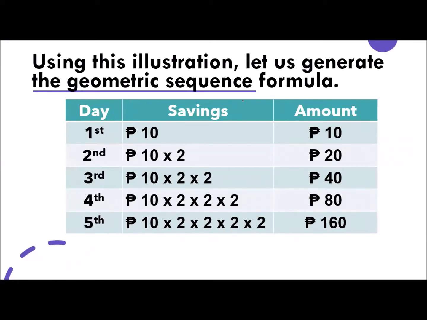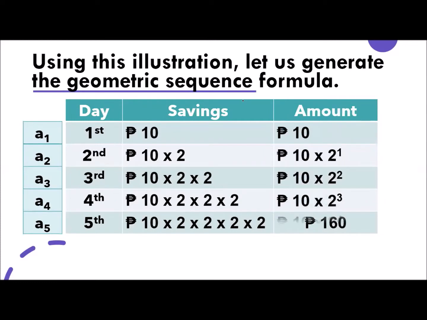As we go along, let's think of the pattern like what we did on arithmetic sequence. The first thing that we need to do is transform the first, second, third, fourth, and fifth into the correct symbol in sequence. So we will have a sub 1 until a sub 5.